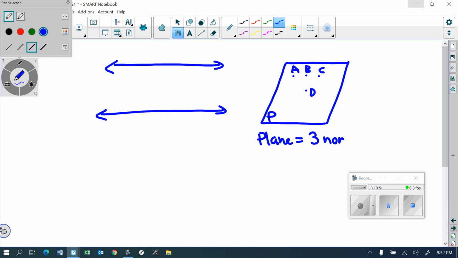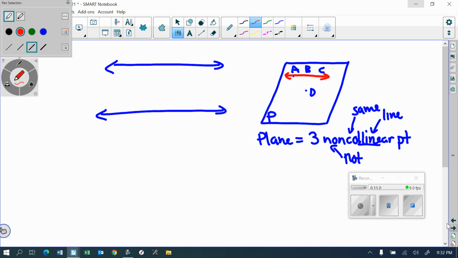three non-collinear points. Okay, that's how you name a plane. Three non means not, co means same, and linear, the key word in linear is line. Non means not. So I have to name 3 points that are not on the same line. So could I call this plane ABC? No, I could not, because those points are all on the same line. It's true this line is in the plane, but I cannot name the plane.